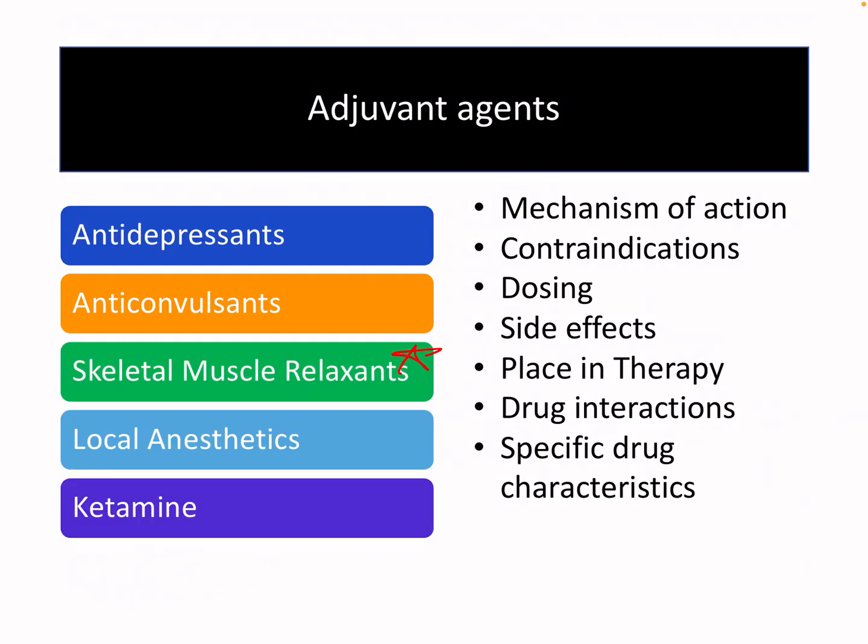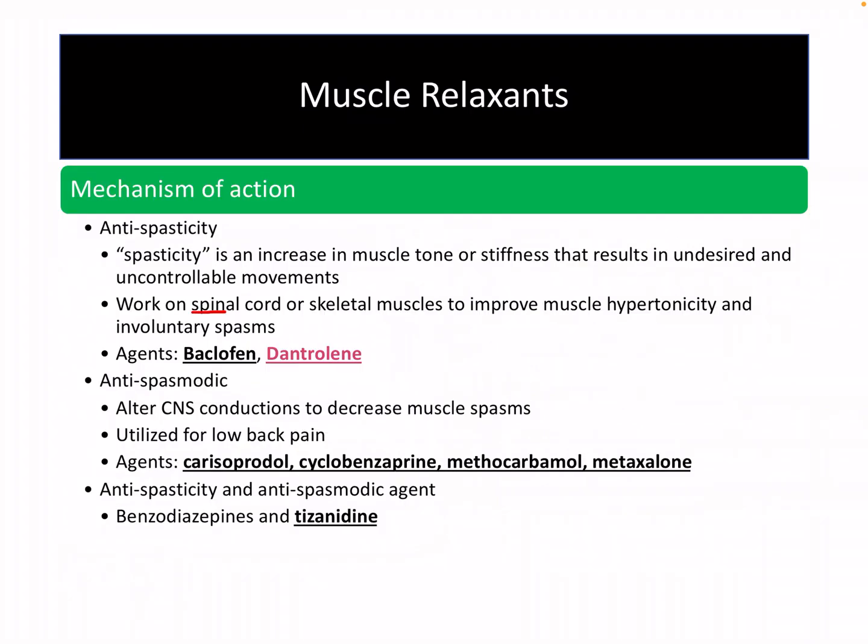Now let's talk about skeletal muscle relaxants. Skeletal muscle relaxants can be divided into two different groups, antispasticity and antispasmodic. Spasticity means that you have an increased muscle tone or stiffness, resulting in undesirable and uncontrolled movements. Versus antispasmodic agents really are for decreasing muscle spasms. Antispastic agents work on the spinal cord and skeletal muscles to decrease hypertonicity and involuntary spasms. A lot of times this is associated with MS.